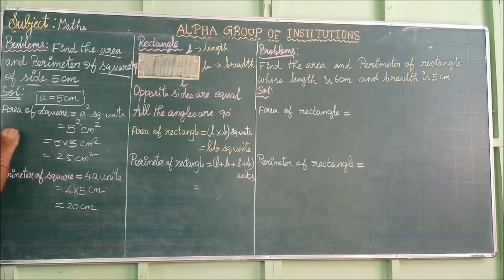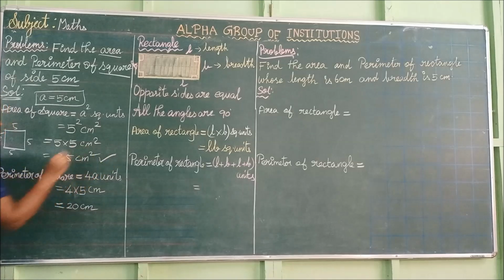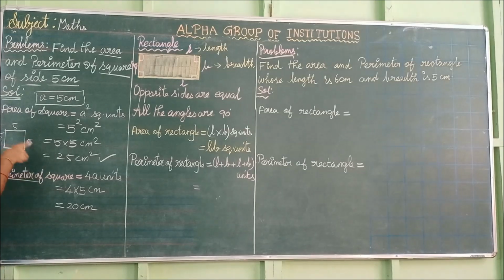Also we can easily check our answer. Let us take this as the given square, and the measurement of each side is 5 centimeter. So 5 into 5 is 25 centimeter square. Our area is correct. I will check the perimeter by adding the lengths of its boundary. So 5 plus 5 is 10, 10 plus 5 is 15, 15 plus 5 is 20. So the length of the boundary of this square is 20 centimeter. Thus we have found out perimeter of square.